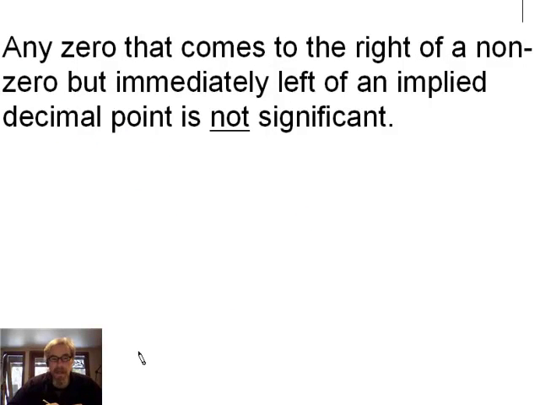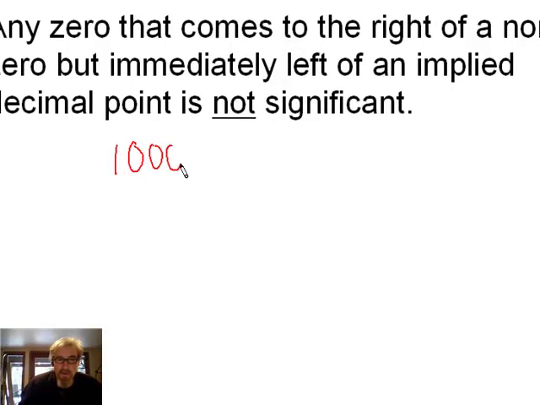Here's another rule. Any 0 that comes to the right of a non-zero digit, but immediately to the left of an implied decimal point, is not significant. So I would write this number, 1000.